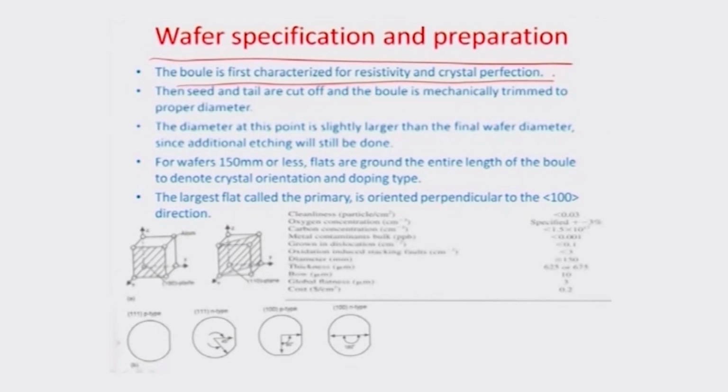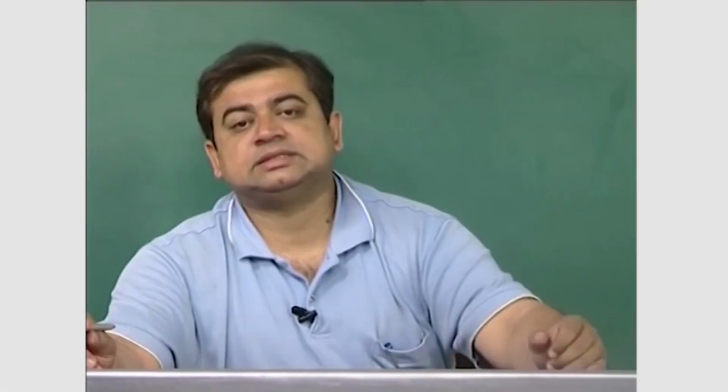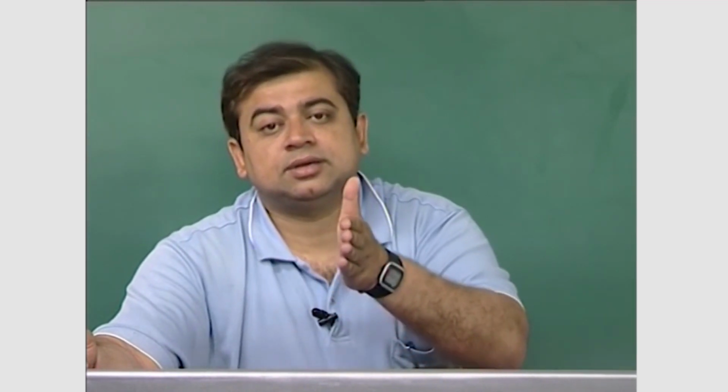So for wafers 150 mm or less, flats are ground through the entire length of the boule to denote crystal orientation. So if you have the 100 direction, you will have that flat pointing out as a plane perpendicular to indicate the perpendicular direction as the direction of growth of the particular crystal. So most of the silicon wafers that you get from industry would have 1 or 2 cuts indicative of certain specifications, particularly growth related specifications of the silicon wafer.